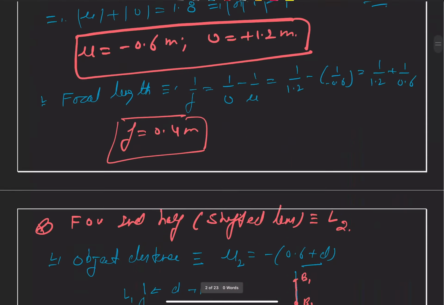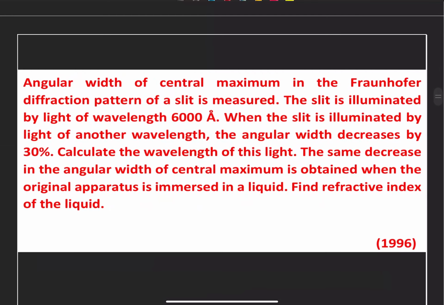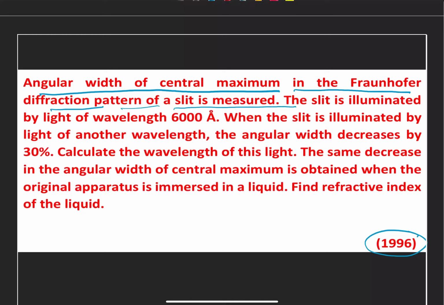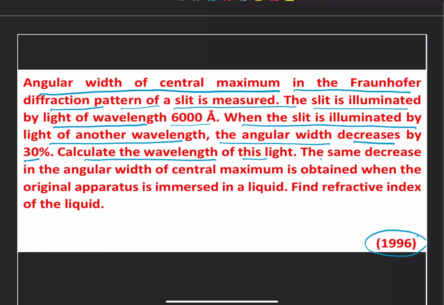Okay, so we come to the next question, and in this question it was asked in the year 1996, and it states that the angular width of central maximum in the Fraunhofer diffraction pattern of a slit is measured. The slit is illuminated by light of wavelength 6000 angstrom. When the slit is illuminated by the light of another wavelength, the angular width decreases by 30%. Calculate the wavelength of this light. The same decrease in the angular width of the central maximum is obtained when the original apparatus is immersed in a liquid. Find the refractive index of the liquid.